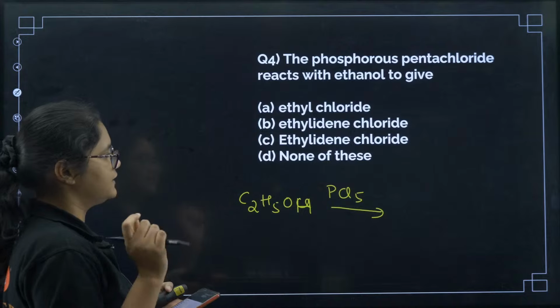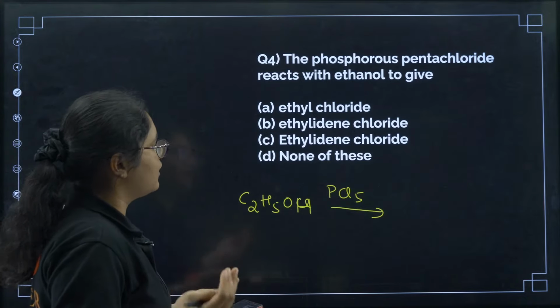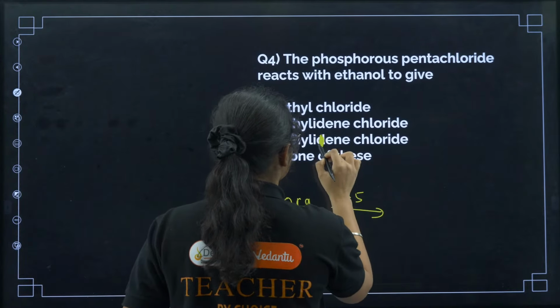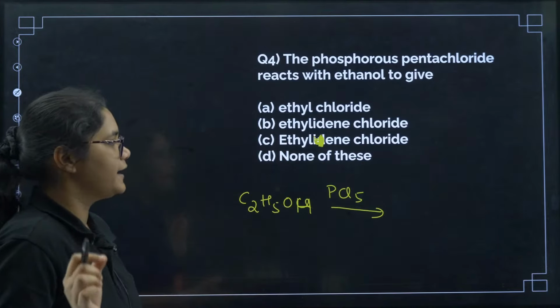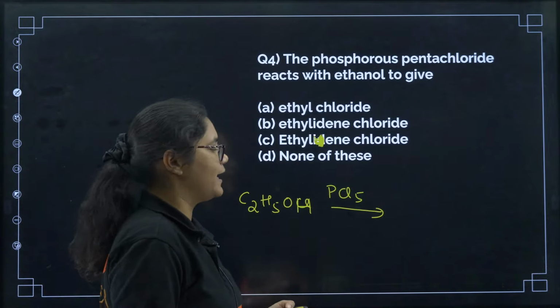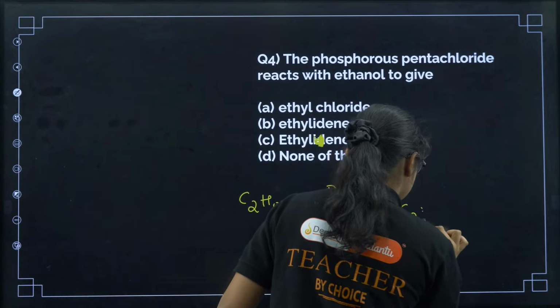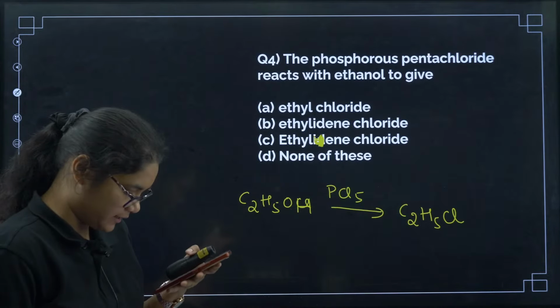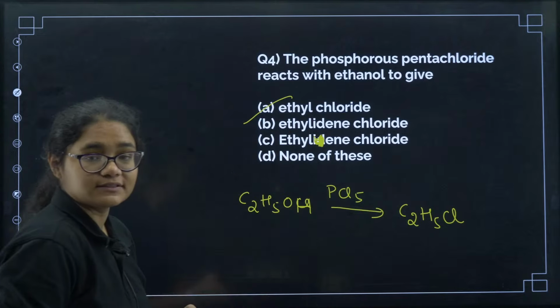Can you answer? The options are ethyl chloride, ethylidene chloride, ethylene chloride, and none of these. Yes, all of you are correct here. This is simple C2H5Cl, ethyl chloride. Pradeep, Mani. Yes, option A is the correct answer.